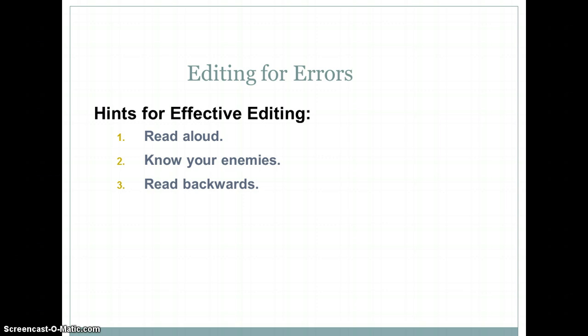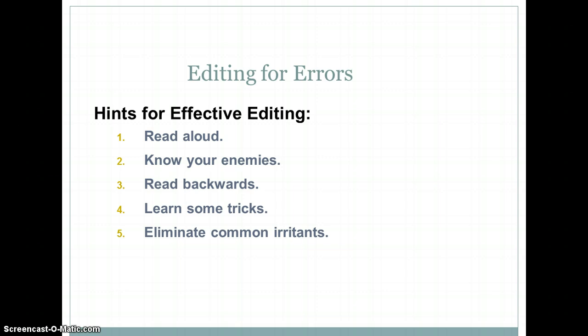Read backwards. It sounds strange, but start at the end of your essay and read it from the end to the beginning. You're more likely to find places where you have used grammatical errors. Learn some tricks. There are lots of tricks to making sure you have the right word. Like, then says that something happened after, where than is a comparison. So again, this goes back to knowing your enemies and knowing the tricks for spotting those errors.